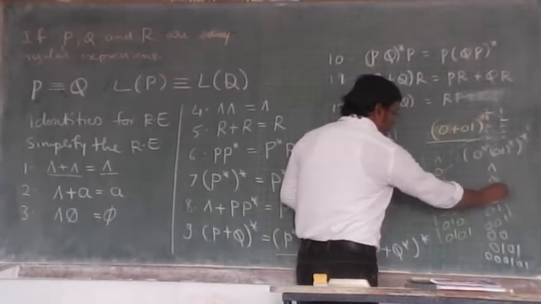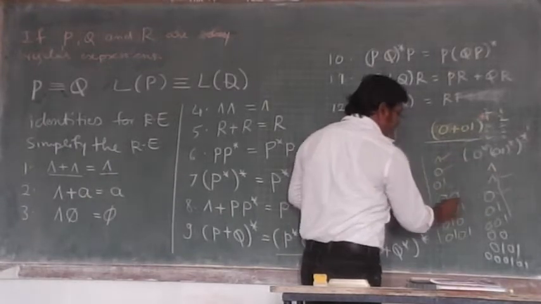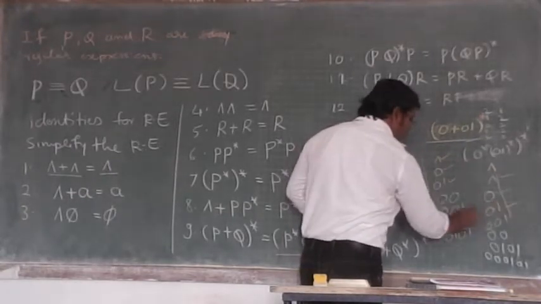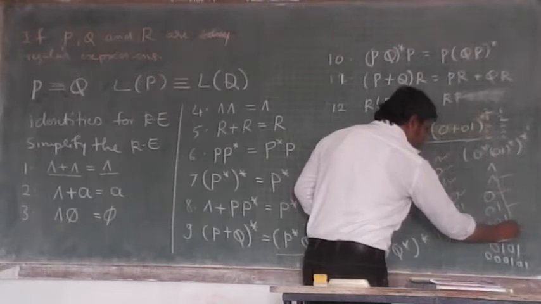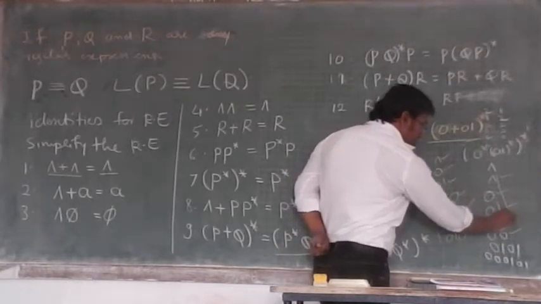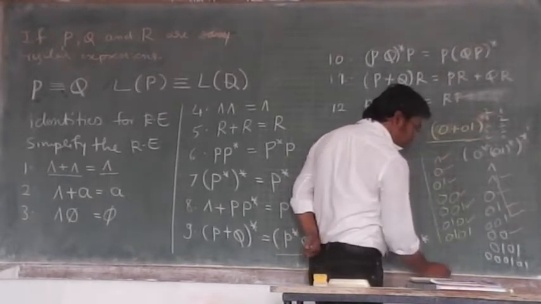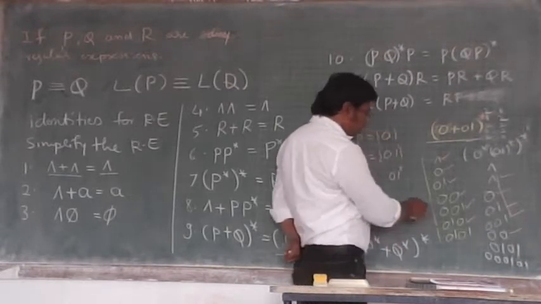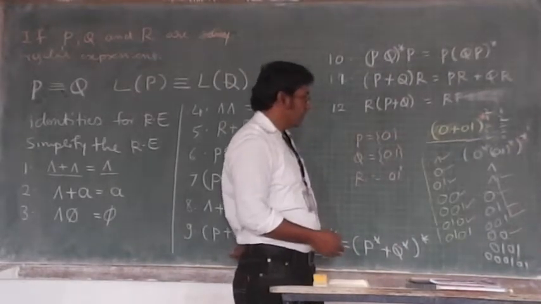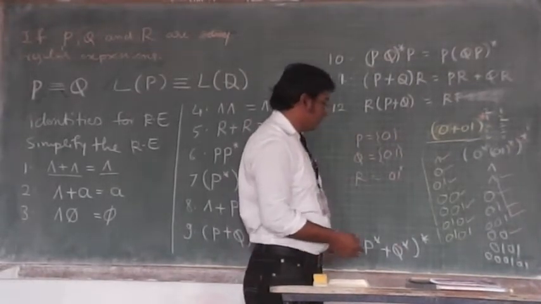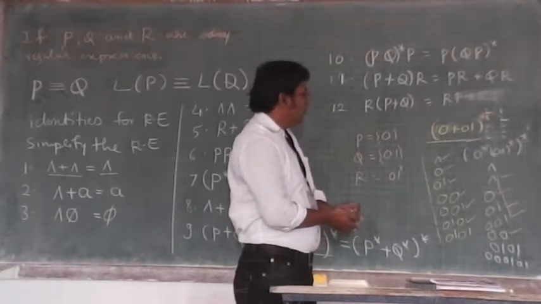0 is there, 0 is there, none is there, none is there. 0 1 0 1 0 0 0 0 is there. 0 0 1 0 0 1 0 1 0, 0 1 0 is there. 0 1 0 कहाँ से आ गया?